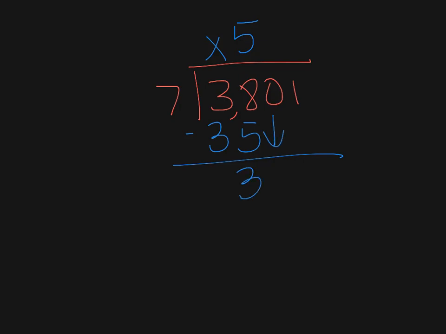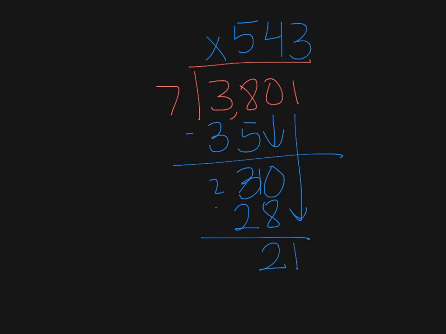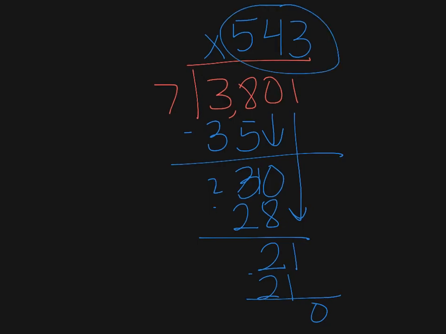Bring down the next digit, which is a 0, and that makes 30. 7 can go into 30 4 times because 7 times 4 is 28. We can now subtract that, and we'll get 2 as our difference. Bring this 1 down to make 21, and 7 can go into 21 exactly 3 times with no remainders. And our answer, our quotient, is going to be 543.